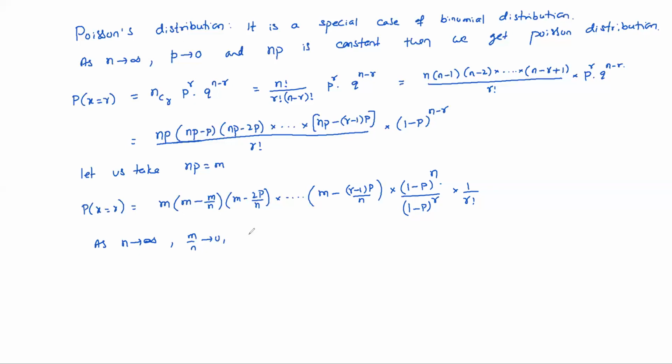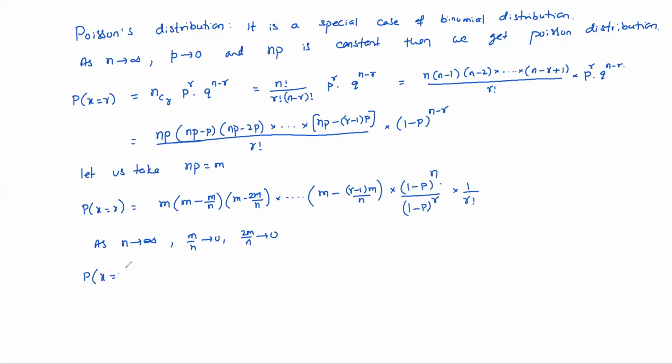What is that? m by n? Sorry, p means what? m by n. So here also, here m by n, 2m by n. So m by n tends to 0, 2m by n tends to 0. All those things. Then what happens?